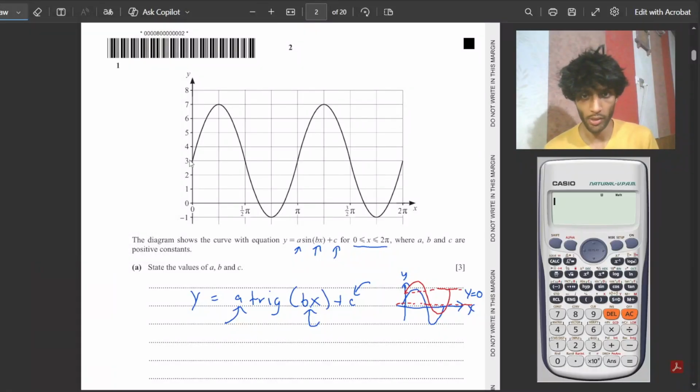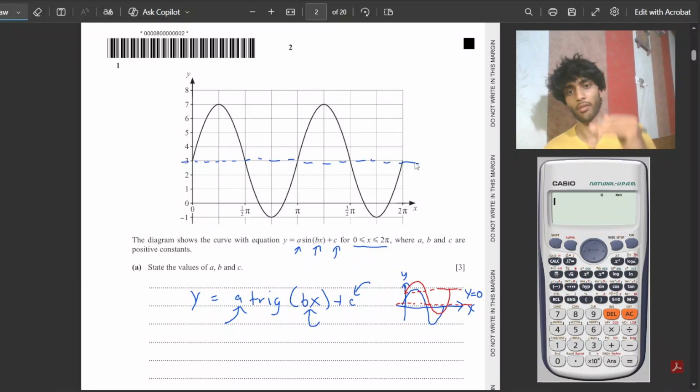Now in our case, you can see the baseline is actually over here. So the entire sine wave has shifted up by how many units? It was on 0, now it's at 3, that means it's shifted up by 3 units. So c is going to be 3.